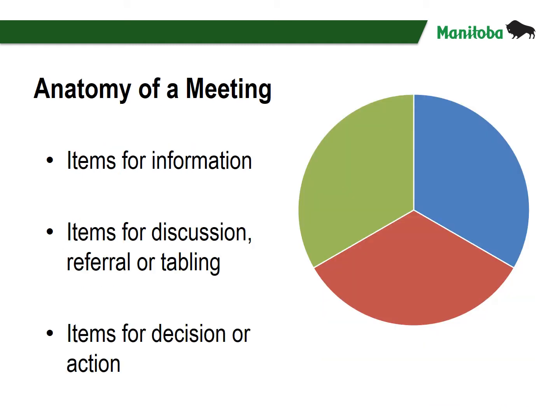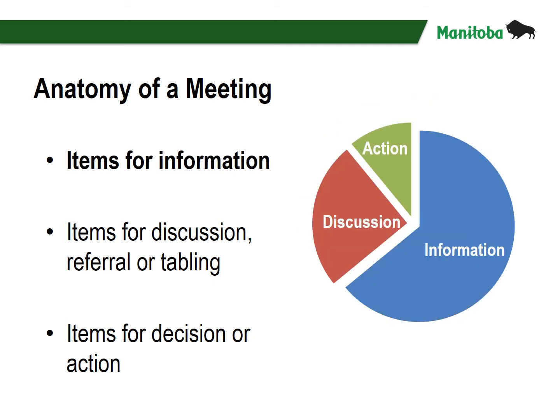Let's take a moment to look at the anatomy of a meeting to find out where and how time might be wasted. A typical meeting of an organization is comprised of three parts. Items for information. This could include announcements, progress reports from committees, or items of correspondence. The purpose of these agenda items is to simply inform the board of action that has been taken that is affecting members.